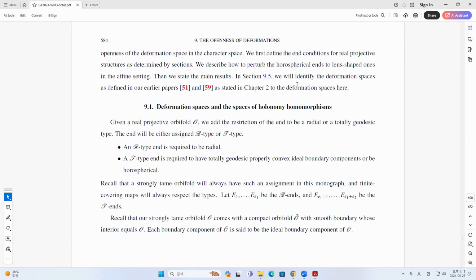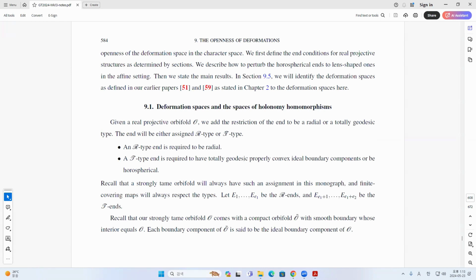And in 9.5, we will do some identification with my old definition of the deformation spaces. Okay, so the deformation space and the space of holonomy representations are homeomorphic.